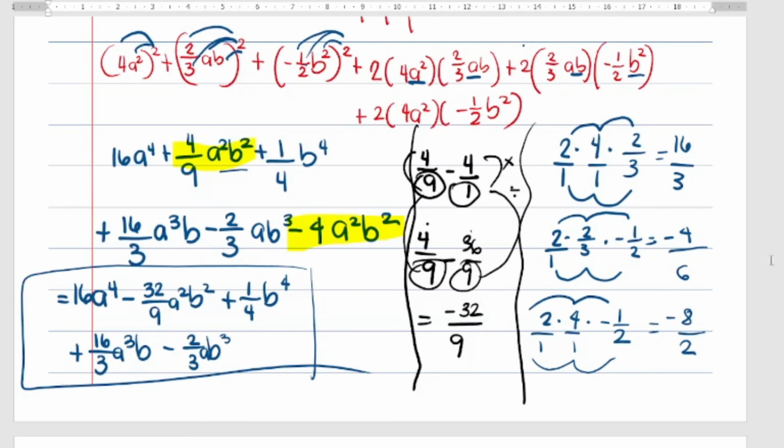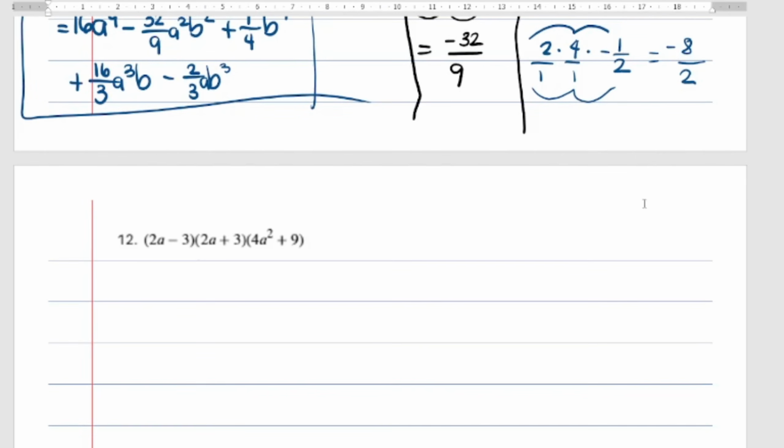That's number 11. Sige, let's proceed to number 12. Number 12 looks difficult, but if you notice, there are certain patterns. We have 2a and 2a, and 3 and 3. So, we could just apply the special product. You get the square of 2a minus the square of 3. If we multiply this, the product is simply 4a squared minus 9. Then, we're done multiplying the two factors.